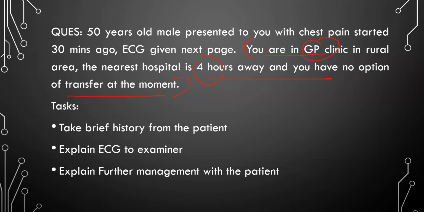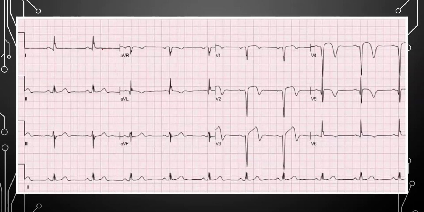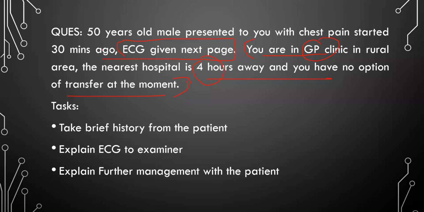Now, what we need to talk about here is very important. When you see that the ECG is given on the next page, you can always ask the invigilator in the initial 2-minute time, is the ECG available for me to have a look now? Sometimes, if you want to see something, it's given on the next page. If you just ask, they might give it to you. Sometimes they might even give it without you asking.